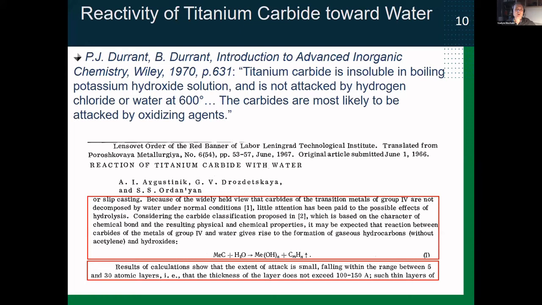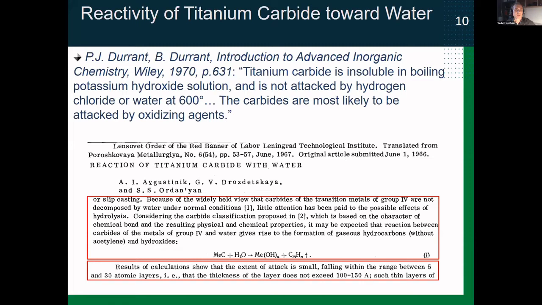And if you go to textbooks, of course, the traditional knowledge about chemistry of transition metal carbides will tell you that they are very stable. They are insoluble in boiling aqueous potassium hydroxide solutions, in acids, in water. You need very high temperatures to initiate these reactions, and they are more susceptible to be attacked by oxidizing agents.